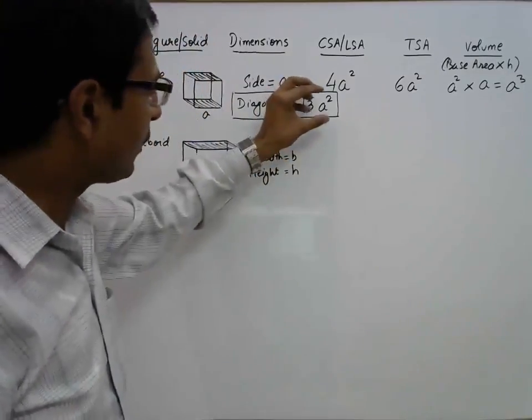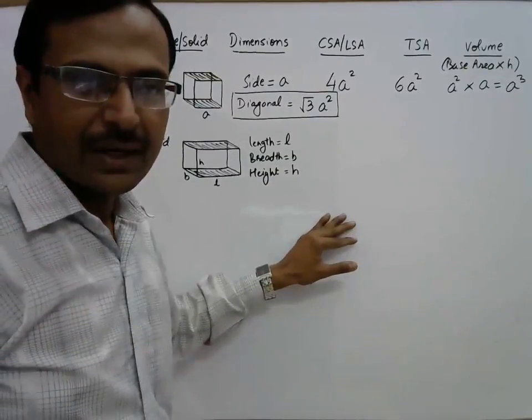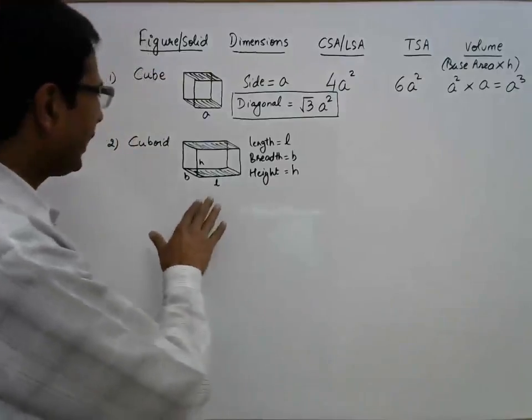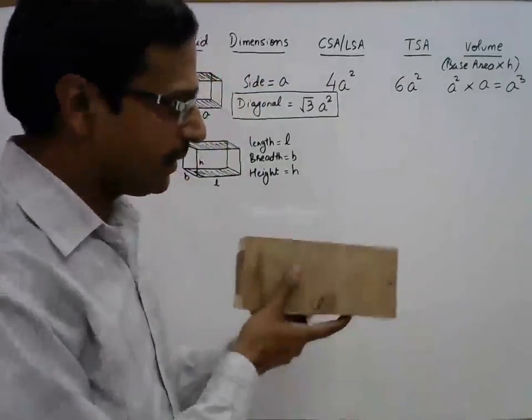And I'll tell you how this formula is derived. Once we come to the cuboid, we can derive this diagonal formula from this. Now, in case of a cuboid, see, this is a cuboidal shape.